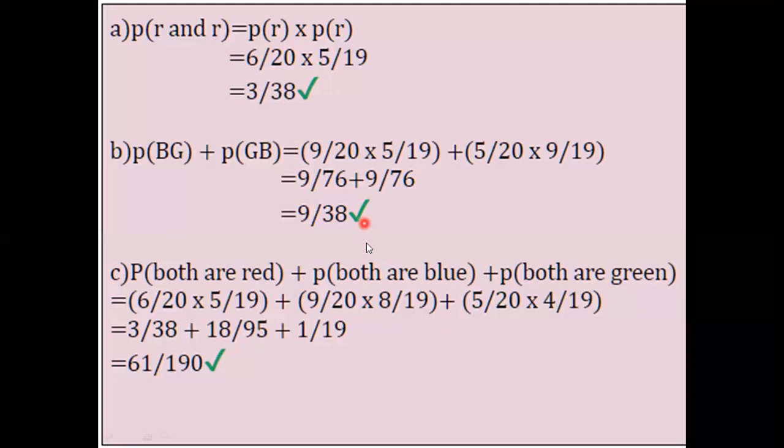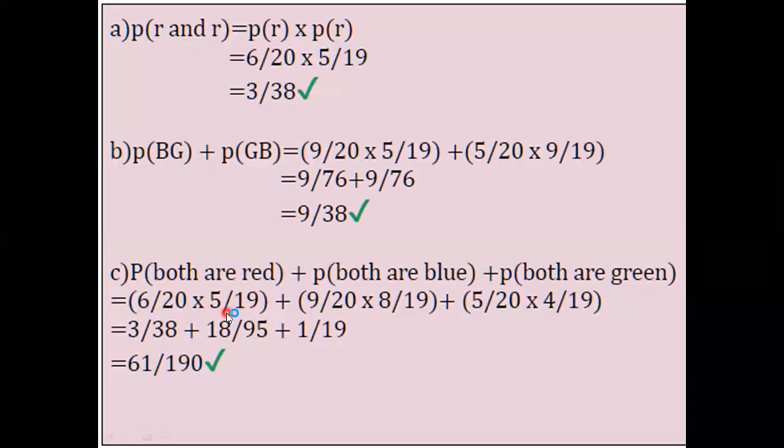Probability that both are of the same color implies that you can have both red or both blue or both green. Now, both red will be 6 over 20 times 5 over 19. Remember, there are 6 red balls in the bag. So the second selection would have decreased by 1 for the red. So now we have 5 red to select from out of a total of 19, because the first selection has reduced the number of balls in the bag.